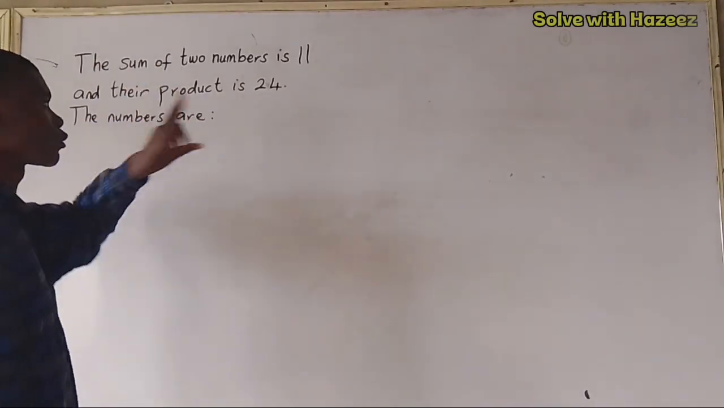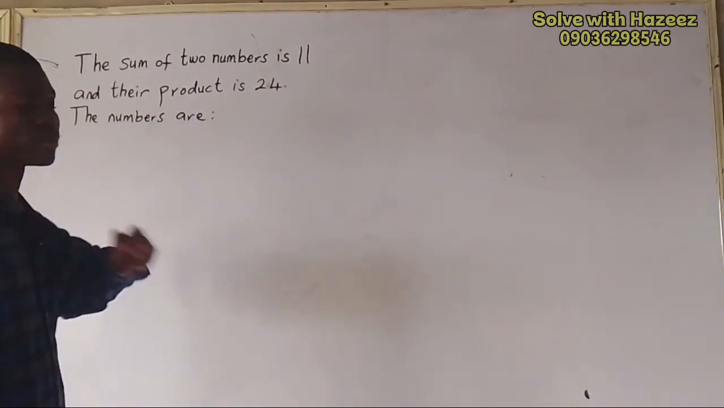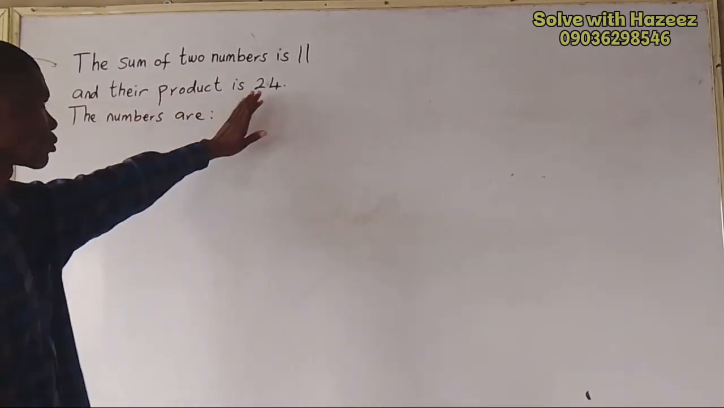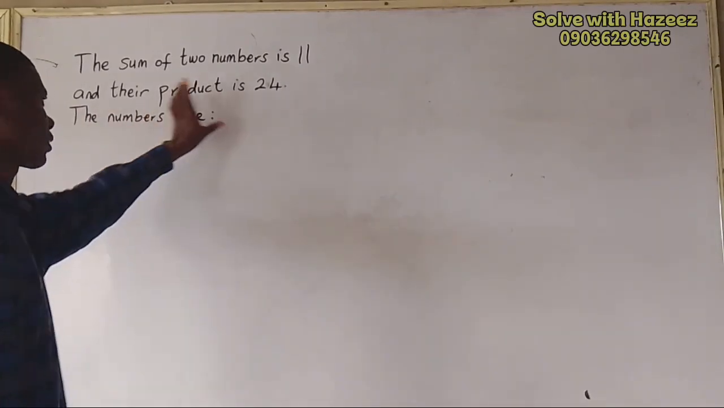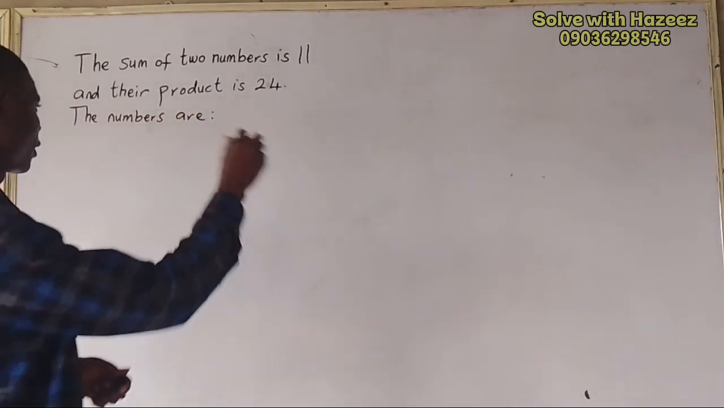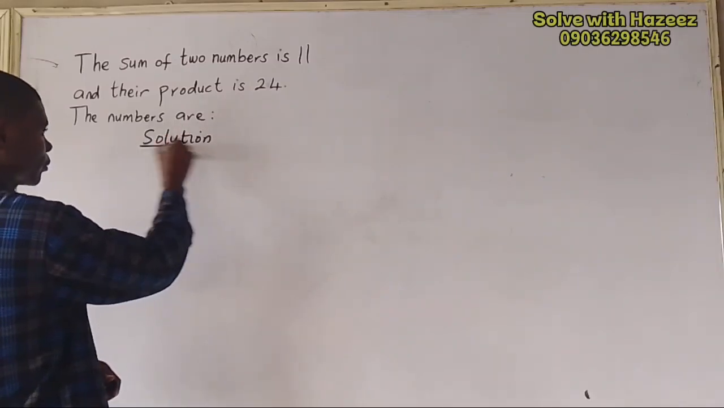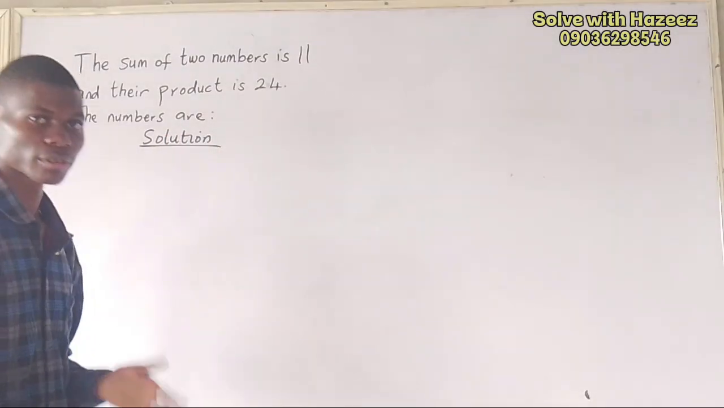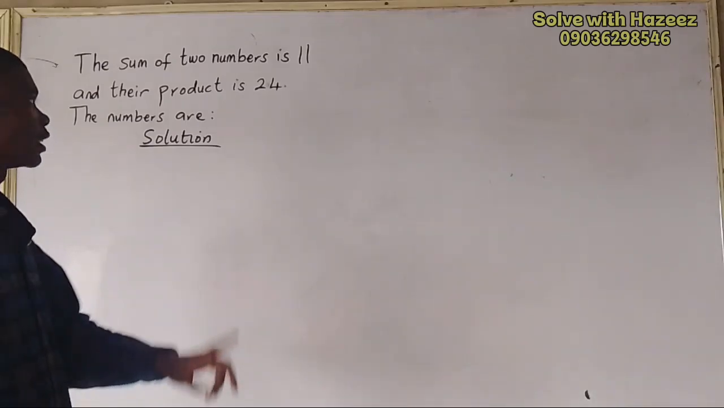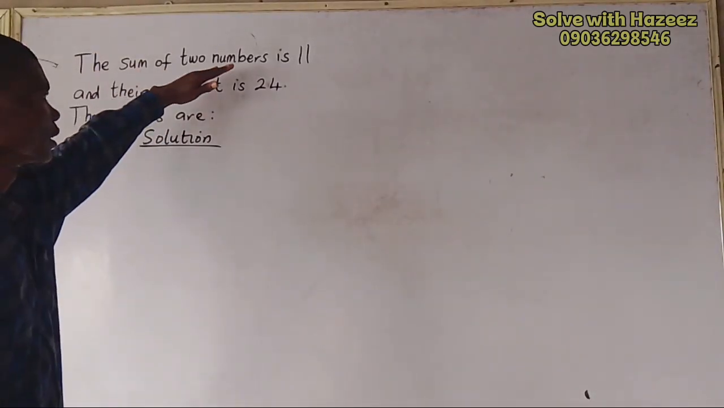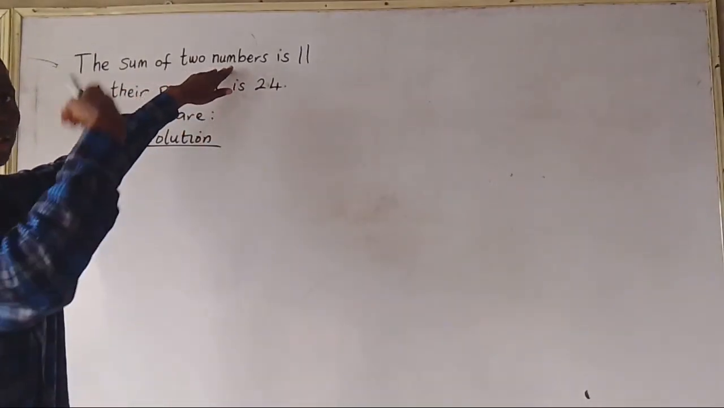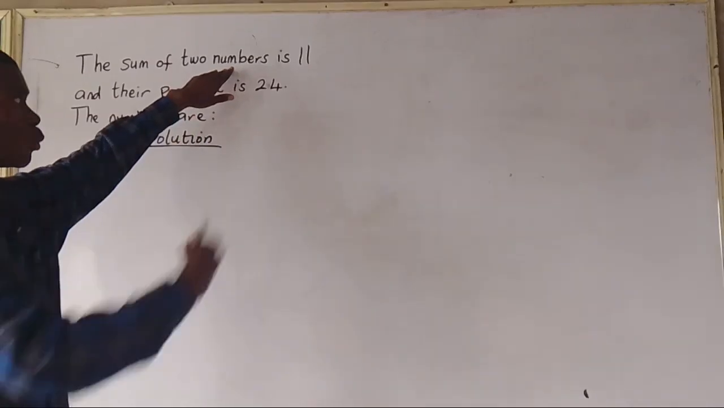The sum of two numbers is 11 and their product is 24, then what are the numbers? Let's have the solution. So solving word problems, the first thing we need to note is that as you are reading, we are going to be interpreting the statement one by one.